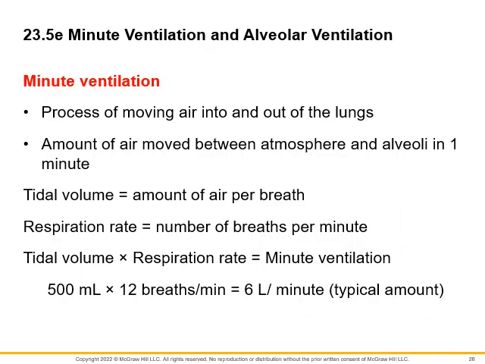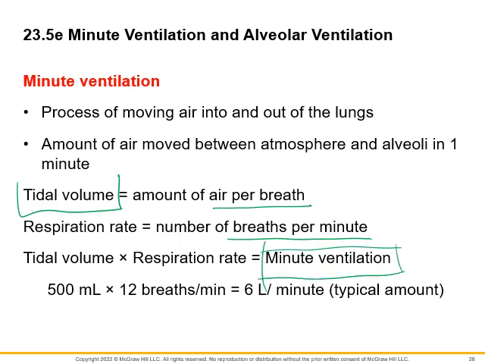So basically, we're looking at how much air is moving in and out of the lungs per minute. So if we look at this, you can see it'll get broken down into air per breath, then it'll get broken down into breaths per minute, and we can come up with this minute ventilation. So this is the amount of air moved between the atmosphere and the alveoli in 1 minute.